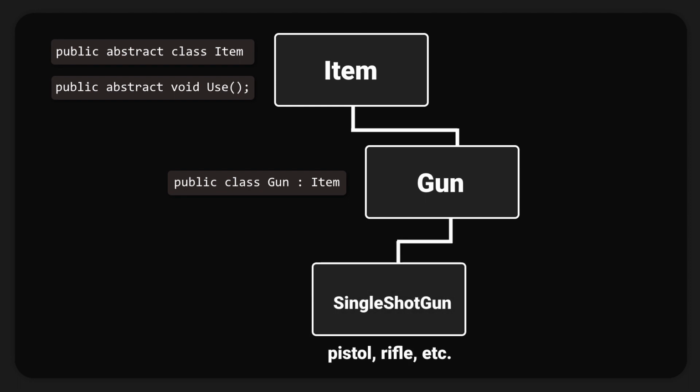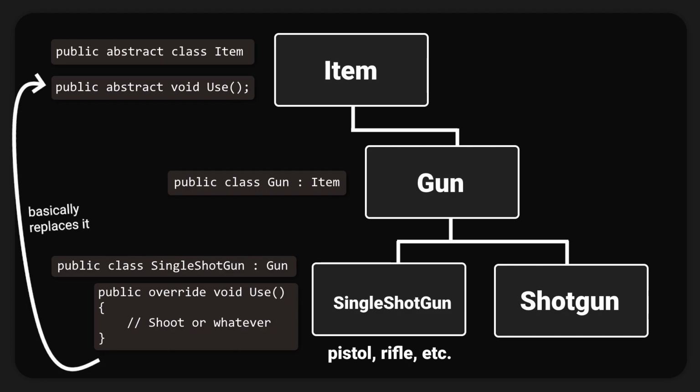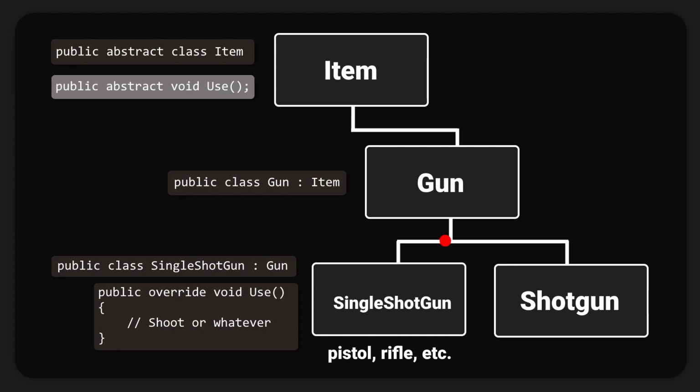From the gun class stems a class called single shot gun, which we'll use for every gun that shoots a single bullet at a time, so like a rifle or a pistol. For guns that shoot multiple bullets at once, we'll have another class for that called shotgun. And what's important here is that in the single shot gun script or the shotgun script, we can override the use method from the abstract item class.